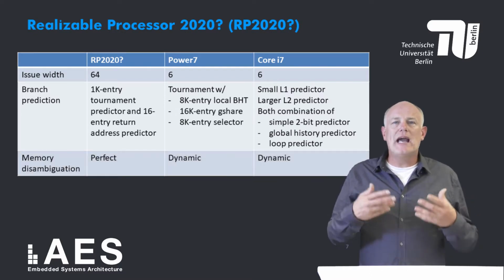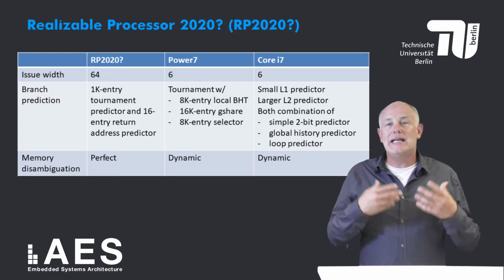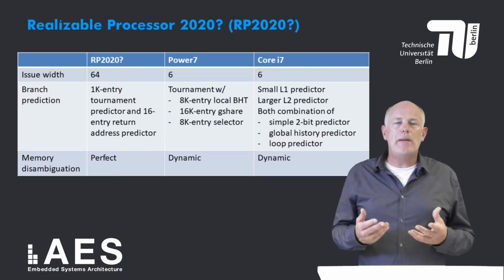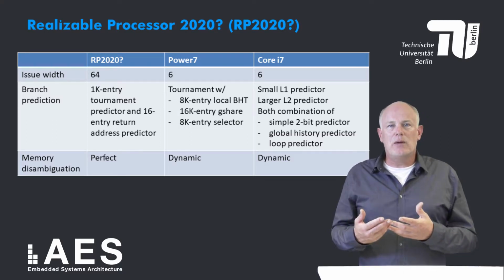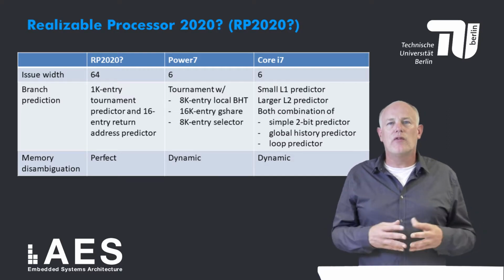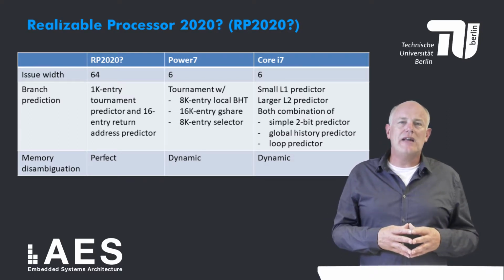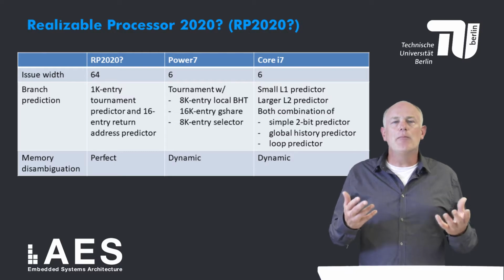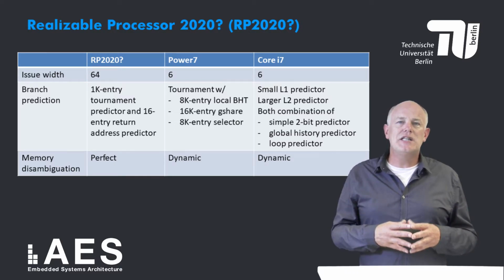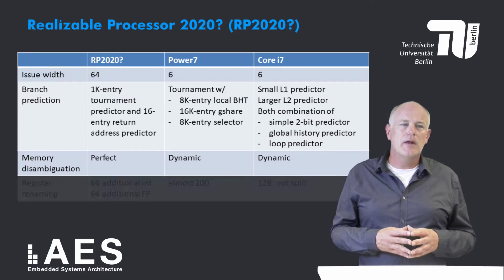RP 2020 can also perfectly disambiguate memory addresses. As before, this means that all memory addresses referenced by loads and stores are known, and a load can be executed before a store provided they access different addresses. This is slightly more ambitious than current processors, which perform memory disambiguation dynamically at runtime.